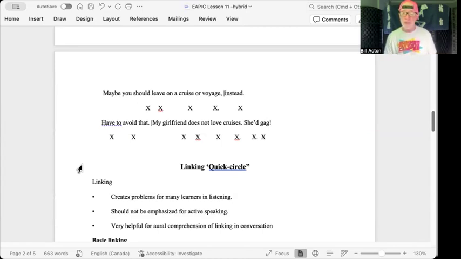But cruises is really a tricky one. Kind of swallow the air as you say it. She'd gag. Tai Chi, again, you're touching here and coming down your hand. So you get the idea there.